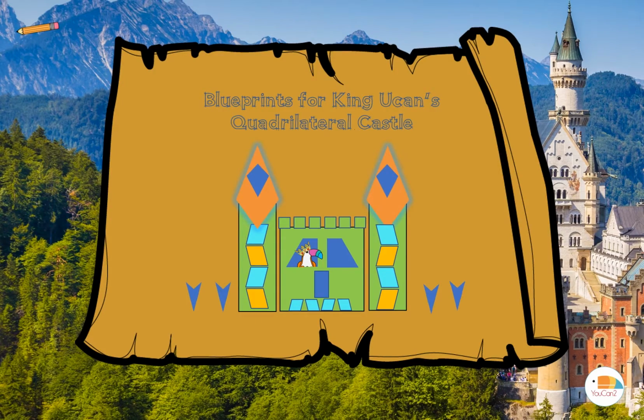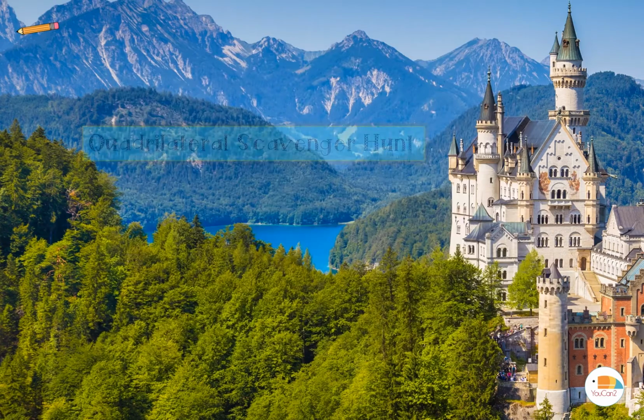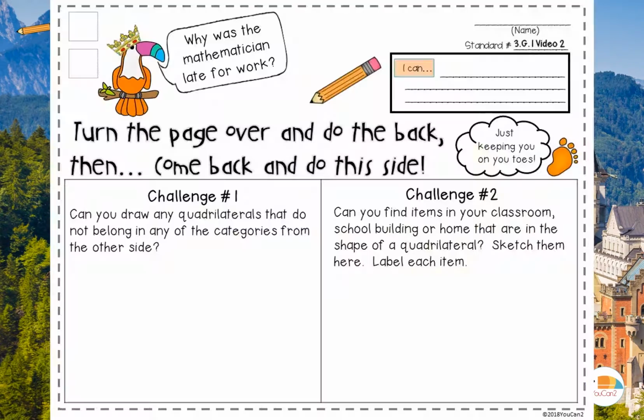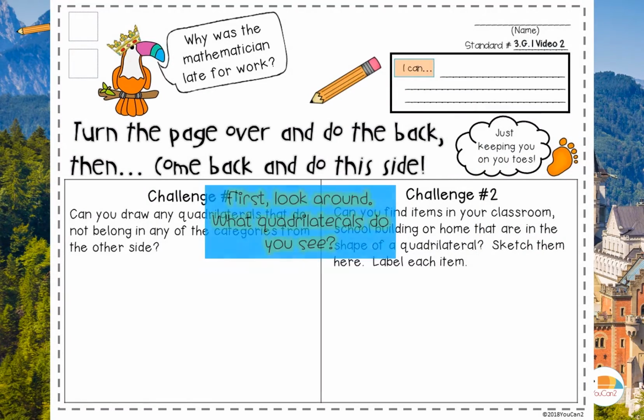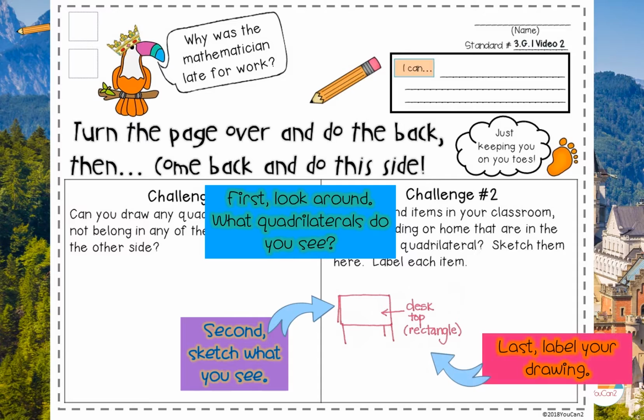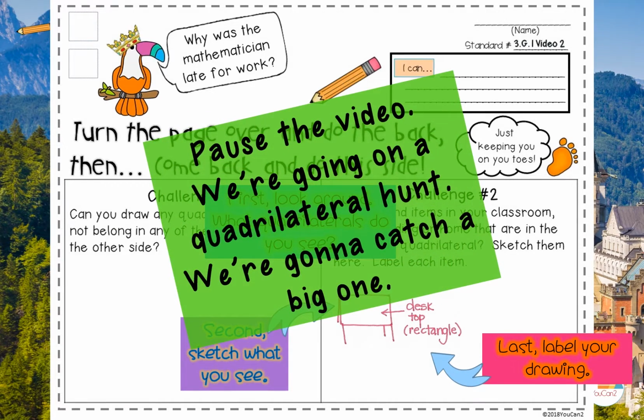Ucan, the garden looks fantastic. Ucan, the quadrilaterals loved your castle so much, they want to invite all the quadrilateral cousins. But we need your help. Can you help us find all the quadrilaterals? First, look around. What quadrilaterals do you see? Second, sketch what you see. And last, don't forget to label. Okay, it's time to pause the video. We're going on a quadrilateral hunt. We're going to catch some big ones.